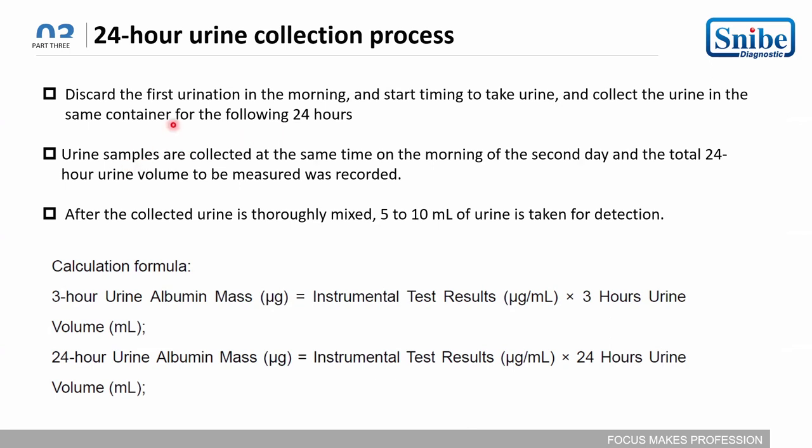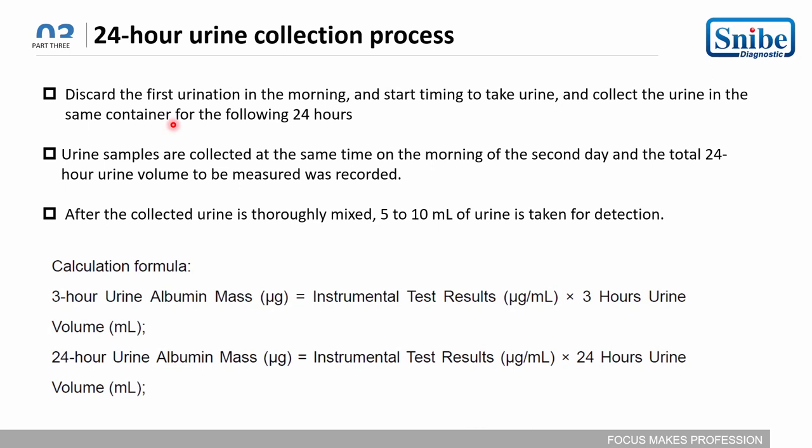So the last urine sample is collected at the same time on the morning of the second day, and the total 24-hour urine volume is measured and recorded. Then you have to deliver that urine sample to the laboratory, and the laboratory personnel can measure the volume and take the sample in a tube. After collecting the urine, it is thoroughly mixed. Then 5 to 10 ml of urine is taken for the detection.